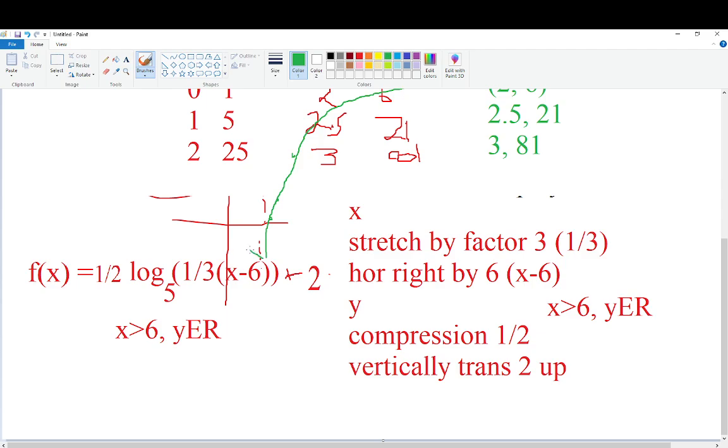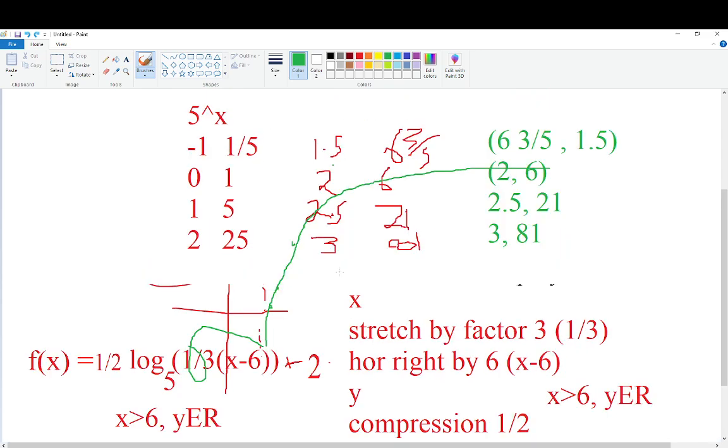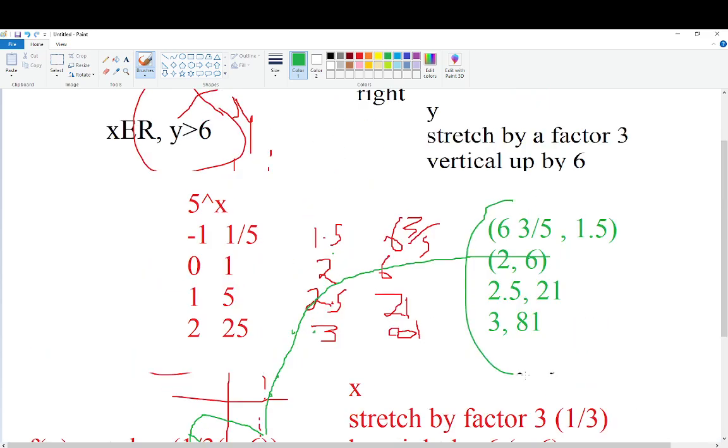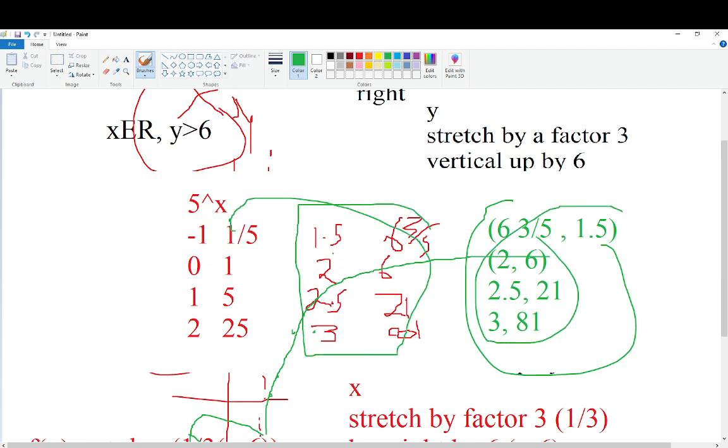Sorry, it's really compressed, rather, by a third. That's making it do that. And then it's compressed again here. So this makes it fatter. But those are the 4 points I would run through. I just find the 4 translated points on this one and swap their x, y's, because that's what inverses are.